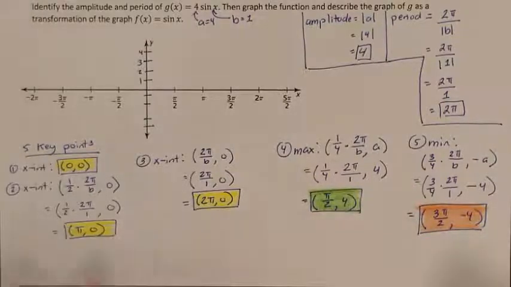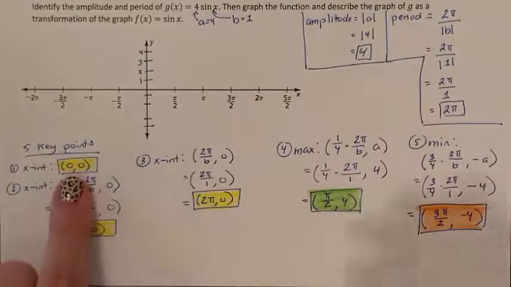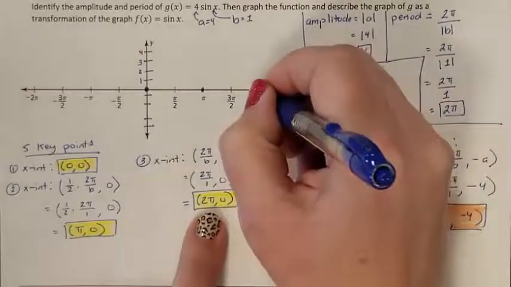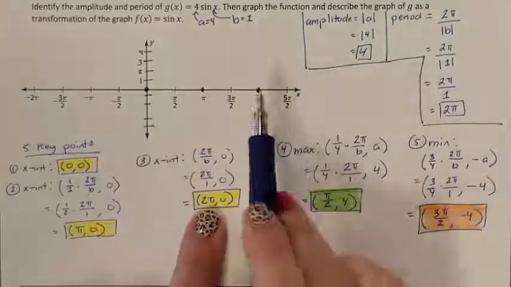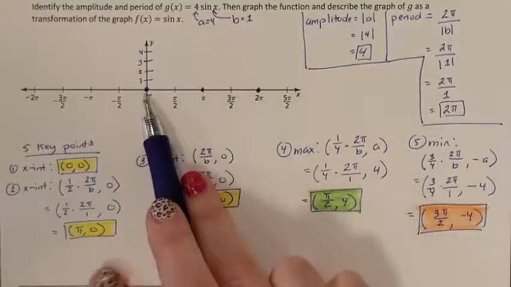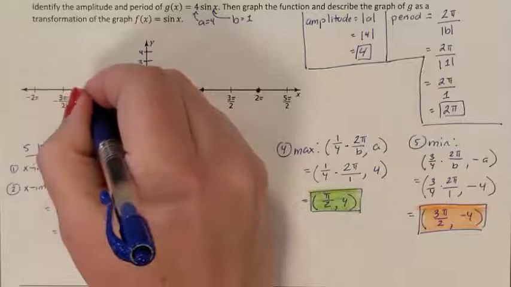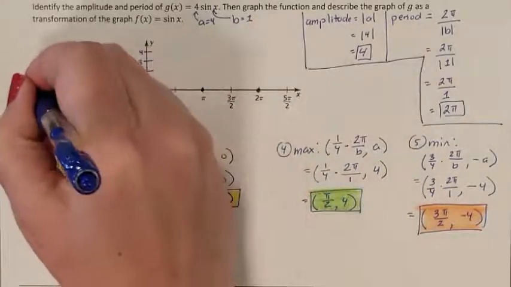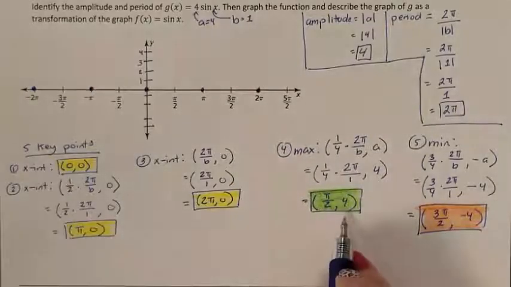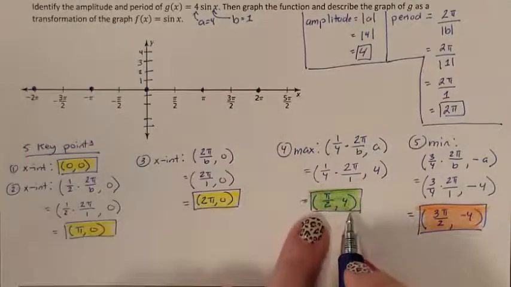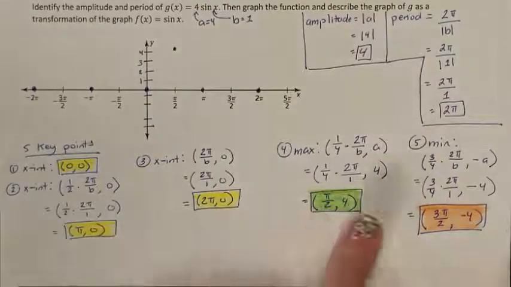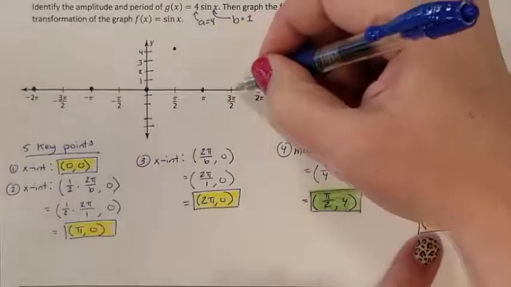So let's go ahead and graph all of our 5 key points. So first, starting with our x-intercepts. Here's my 0, 0. I have pi, 0, and I have 2 pi, 0. I need to continue the rest of my x-axis. I observe it's at every whole pi value. So continuing through, every whole pi value is going to end up having an x-intercept as well. Now my max. My max is at pi halves, 4. So here's pi halves, 4. And my min is 3 pi halves, -4.